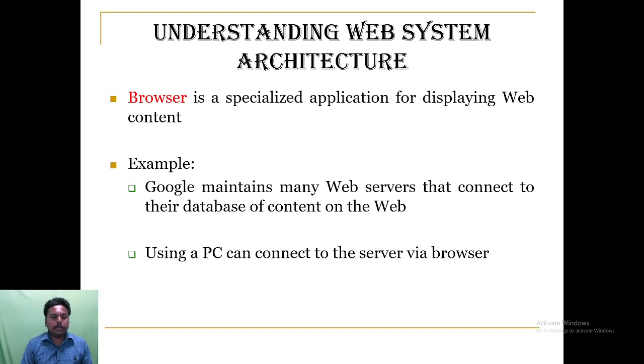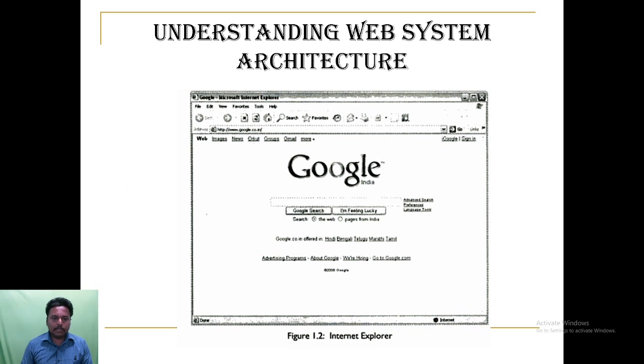Next comes the major topic, browser. A browser is a specialized application for displaying web content. For example, www.google.com. The domain name is www.google.com. That will come later. The browser is what displays the domain we have punched in the URL link. The display unit is called the browser. For example, Google maintains many web servers that connect to their database of content on the web. Using a PC, we can connect to the server via browsers. In the example of the platform, the URL we typed starts with HTTP, Hypertext Transfer Protocol.